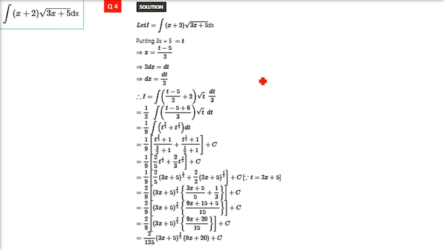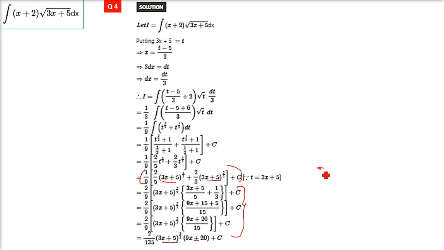Okay, this is in front of you, and if you see this step from here till here, we have already done it. But 3x plus 5 to the power 5 by 2 is there, 3x plus 5 to the power 3 by 2 is there. So you can take 3x plus 5 to the power 3 by 2 outside. Whatever is remaining, which you can see in front of you, will give you 9x plus 20, and you can take this 15 out, multiply 9 by 15, that will give you 135.